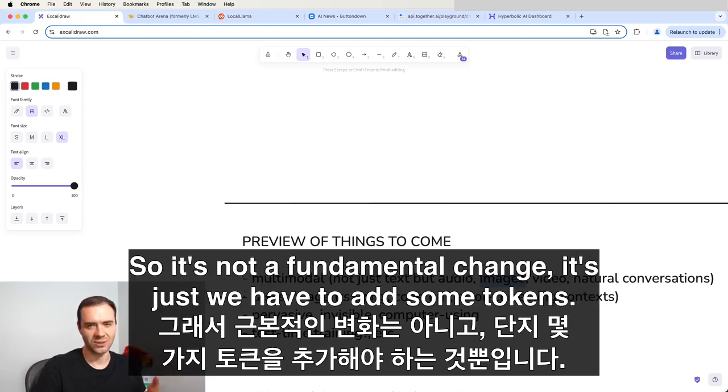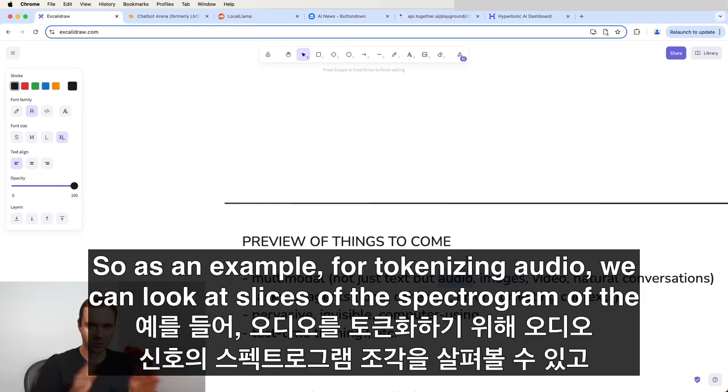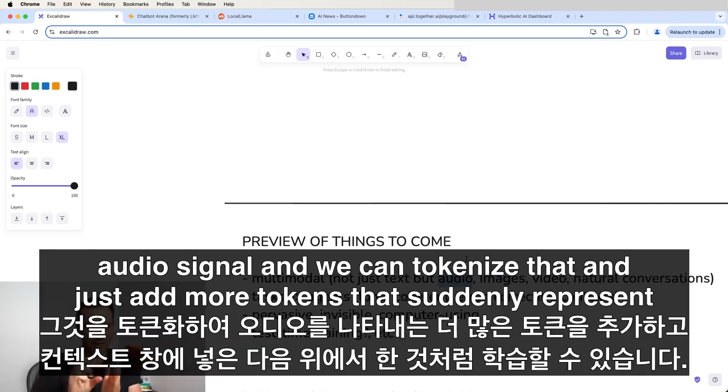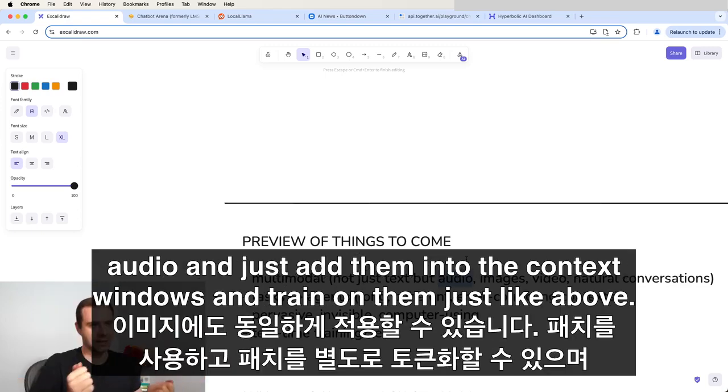It's just we have to add some tokens. So as an example, for tokenizing audio, we can look at slices of the spectrogram of the audio signal, and we can tokenize that and just add more tokens that suddenly represent audio and just add them into the context windows and train on them just like above.